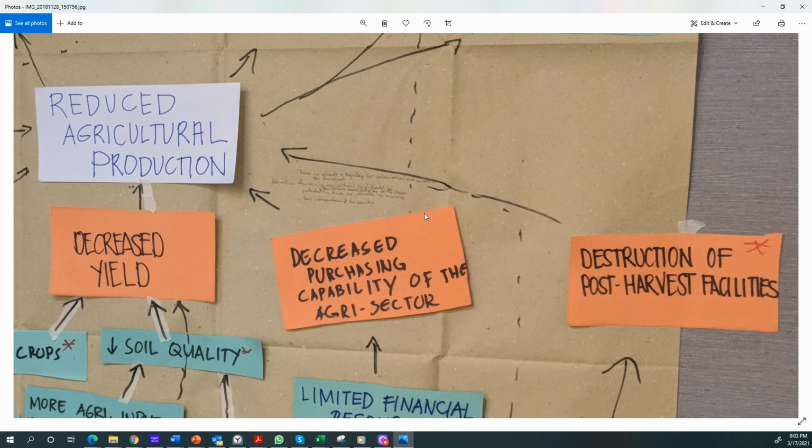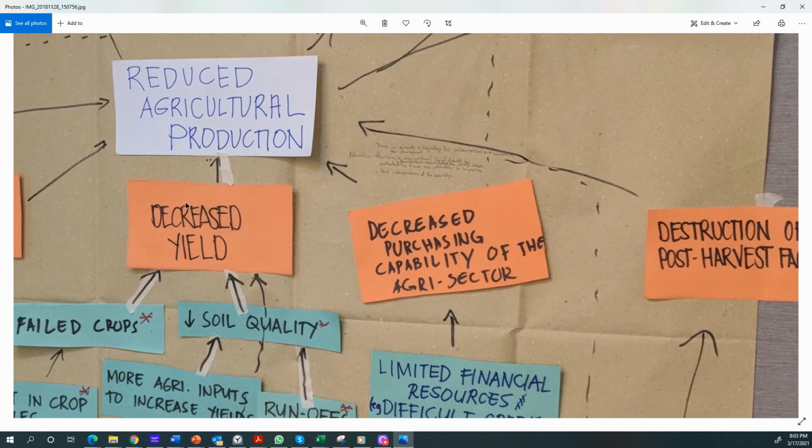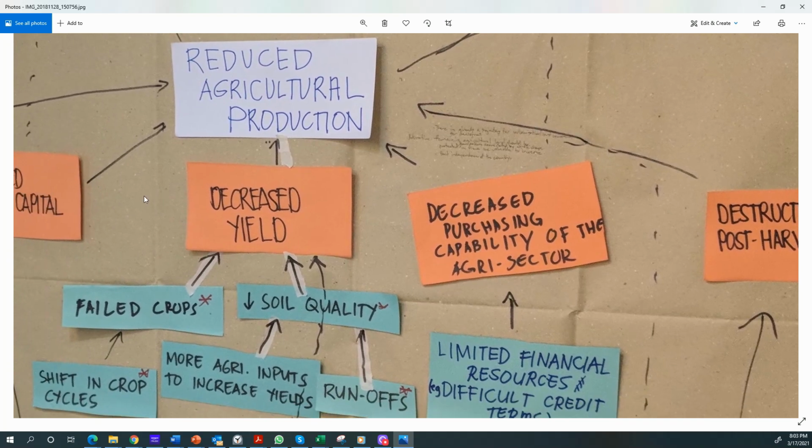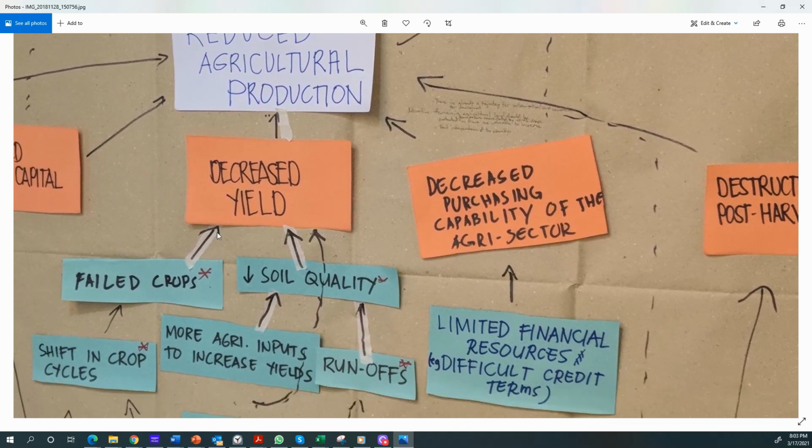Post-harvest losses. So in fact here, this is a good linkage, but we might put something in between, in the middle. This is destruction of post-harvest facilities leads to increased post-harvest losses, which leads to reduced agricultural production. So overall this is good. There's just one very simple change I would make. So let's continue to look at the indirect causes. So these orange ones are the direct drivers of the core problem.